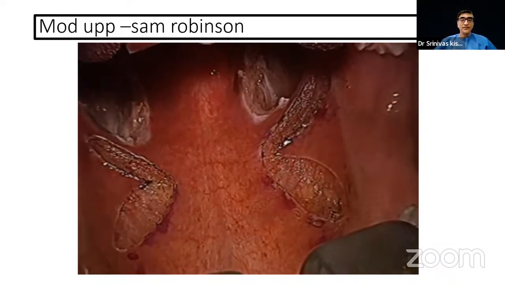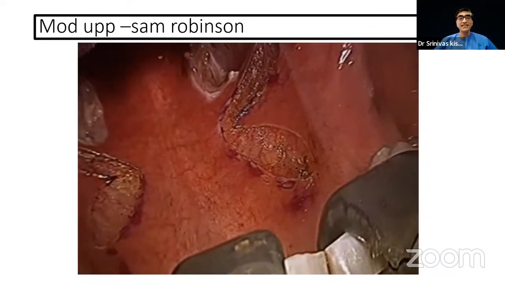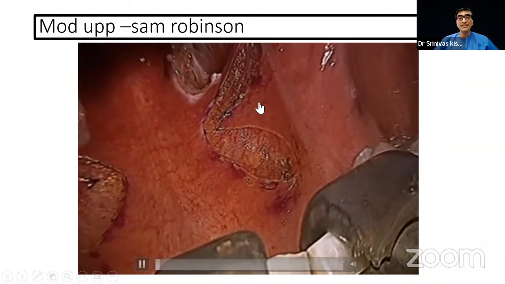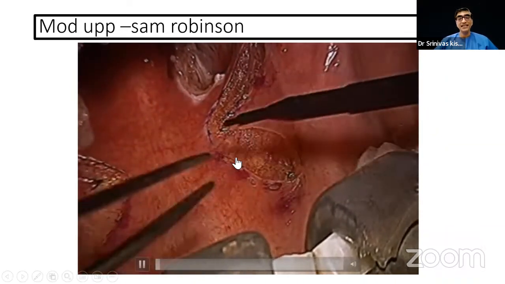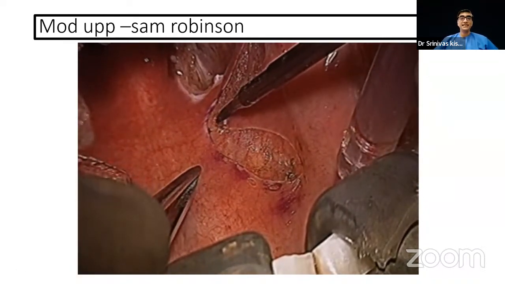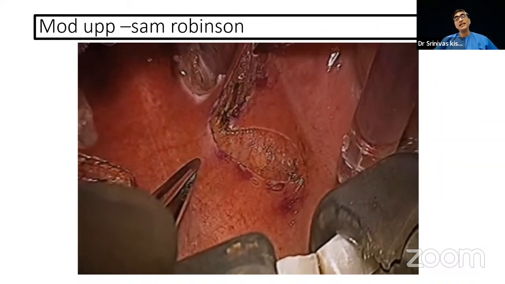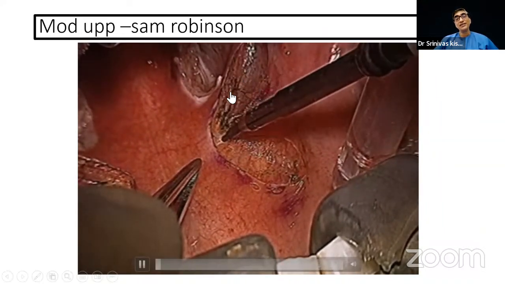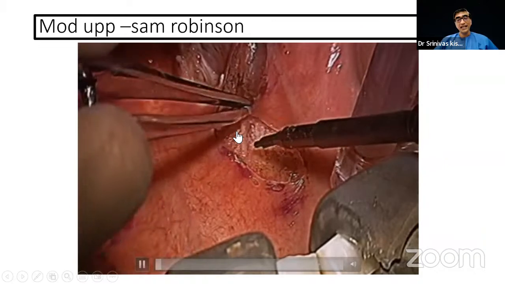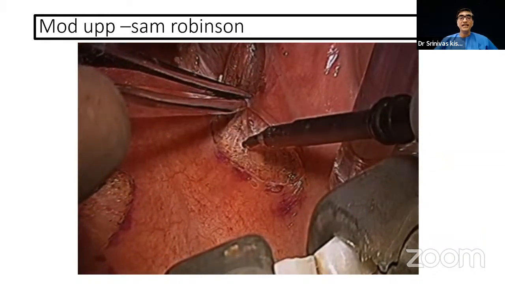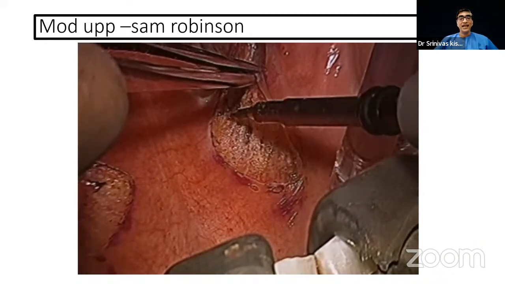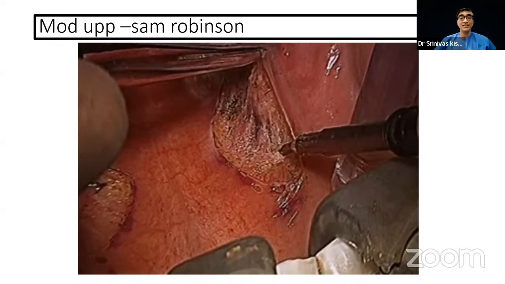So now that these flaps have been created, use a non-toothed forceps, always, always. Now this is a flap that has been created. Now deepen this particular incision here, the one that is almost parallel to the medially running fibers of the palatoglossus. And now you deepen this particular part. And this is a live patient's. This is not.